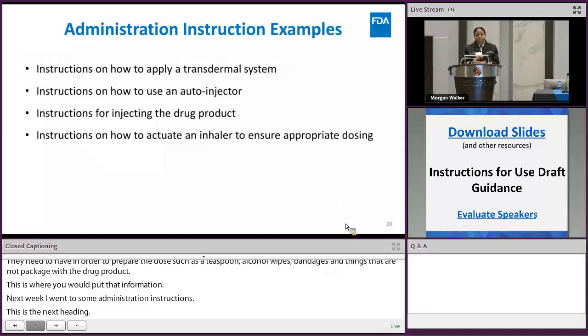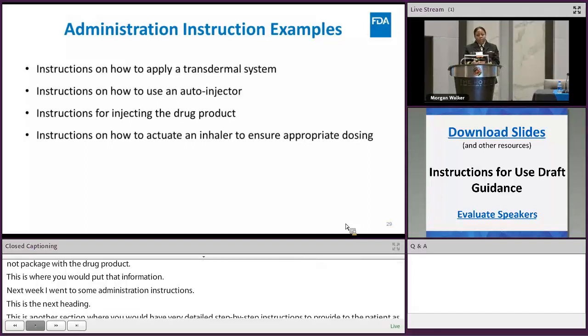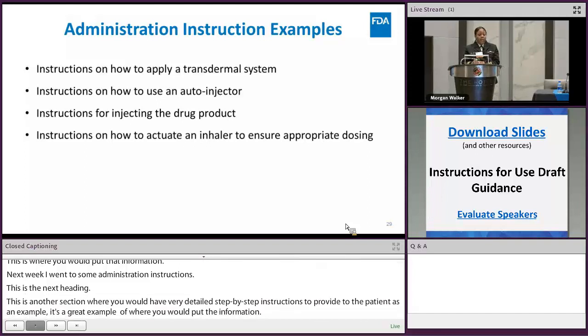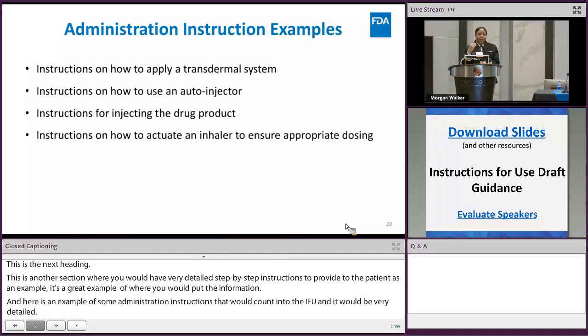Here are some examples of administration instructions that would go into an IFU, and they would be very detailed. For example, with an auto injector, there may be a push and pull or a pull and turn or twist function that the patient may need to be aware of, and you would itemize that step by step within this section of the IFU.